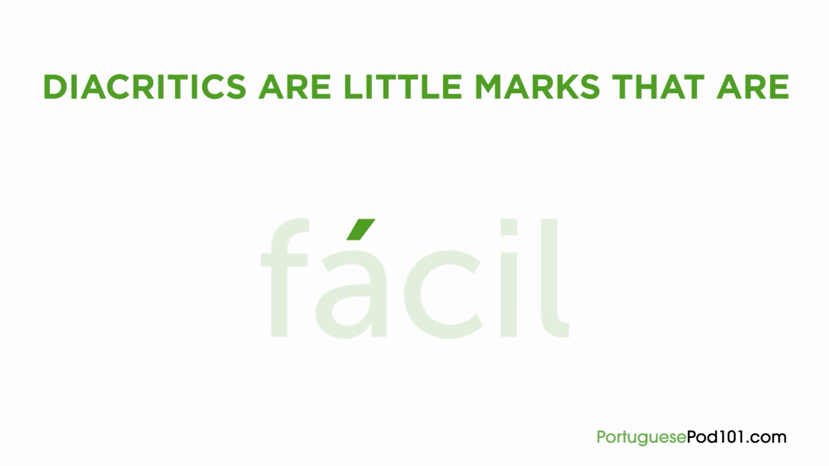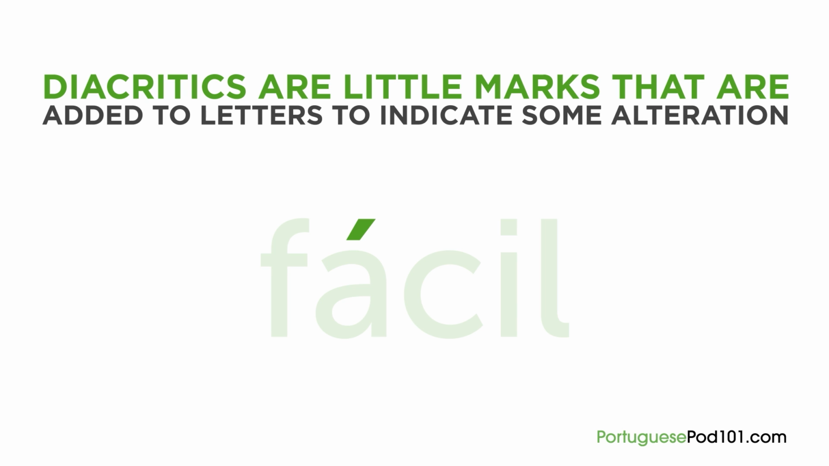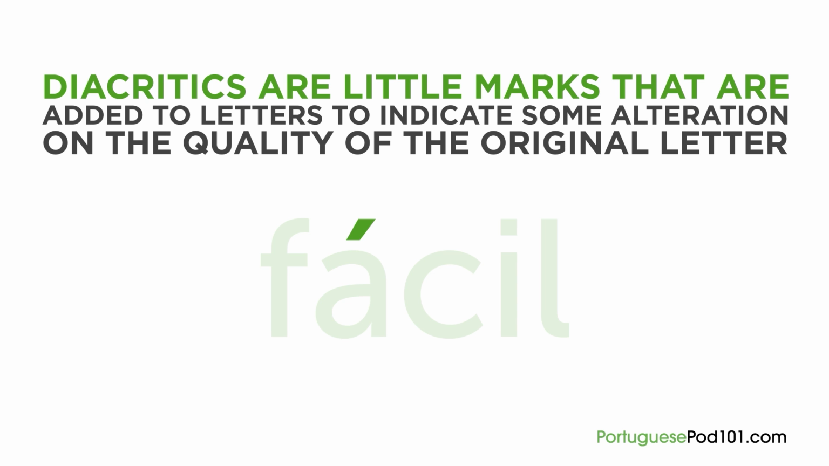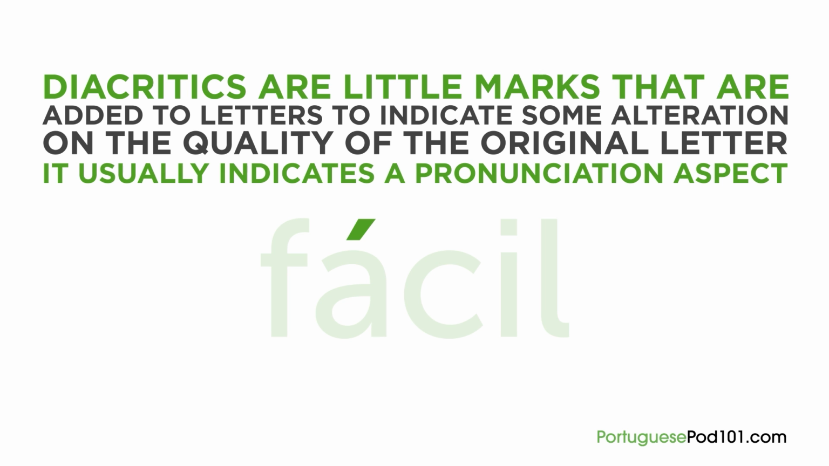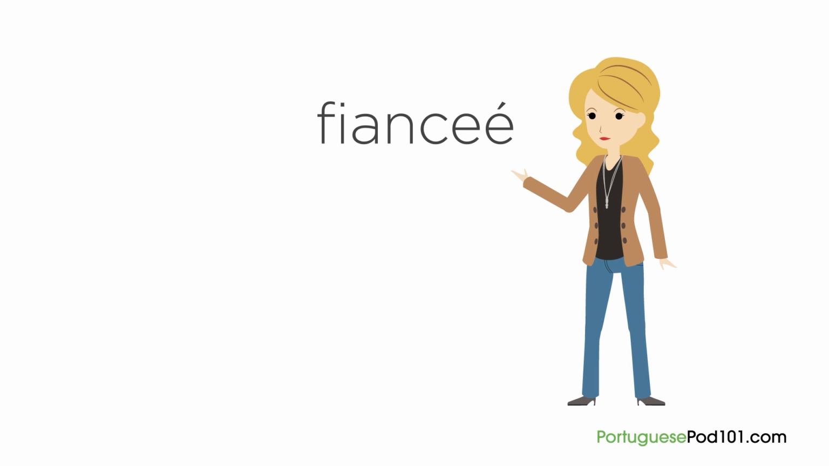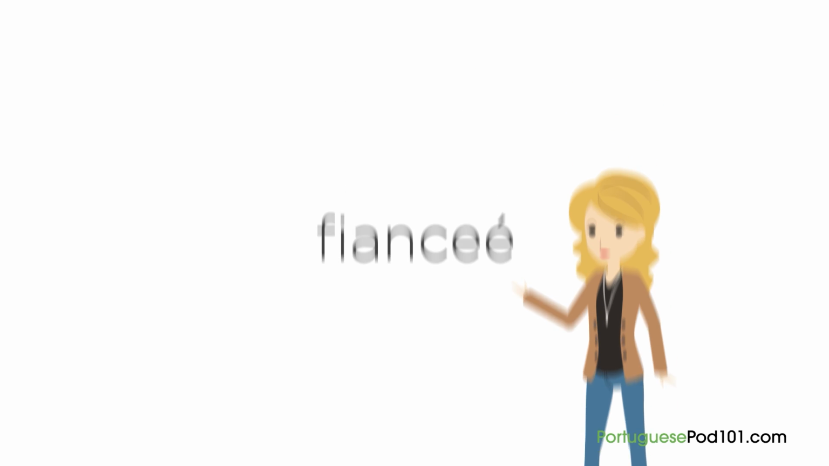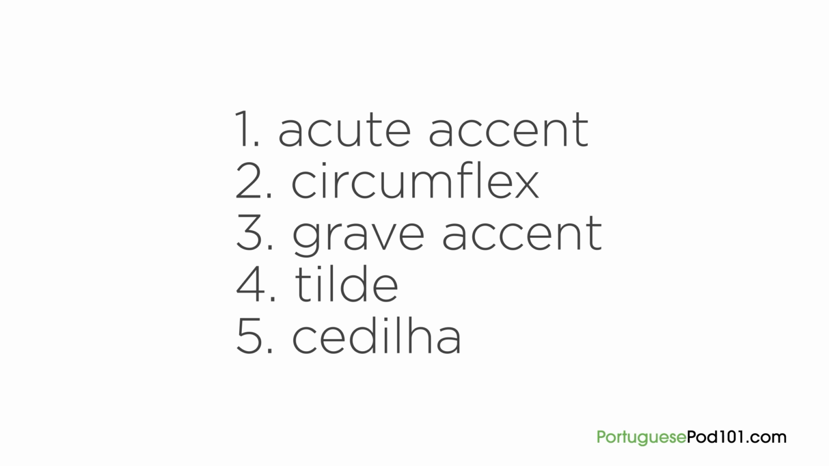Diacritics are little marks that are added to the letters to indicate some alteration on the quality of the original letter. It usually indicates a pronunciation aspect. While in English they appear more in names and loanwords, such as fiancé, in Portuguese they are very common. There are 5 diacritics with different uses in Portuguese. They can indicate stressed vowels and pronunciation aspects in consonants and vowels. They can also be used to differentiate some homographs or to mark grammar phenomena. Let's see what they are.